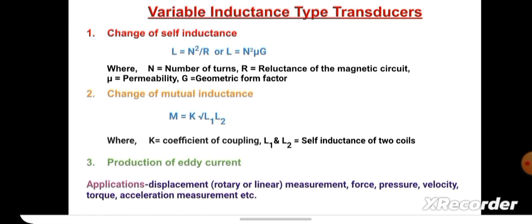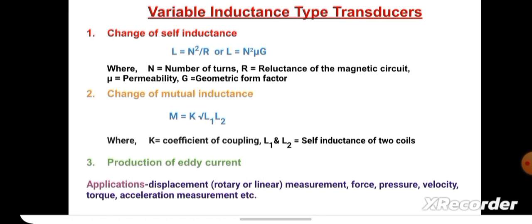Next is change of mutual inductance. The formula for mutual inductance can be written as M equals K square root of L1 into L2, where K is the coefficient of coupling and L1 and L2 are the self inductances of the two coils. So mutual inductance can be changed by varying the self inductance of the coils, or it can also be changed by changing the coefficient of coupling.